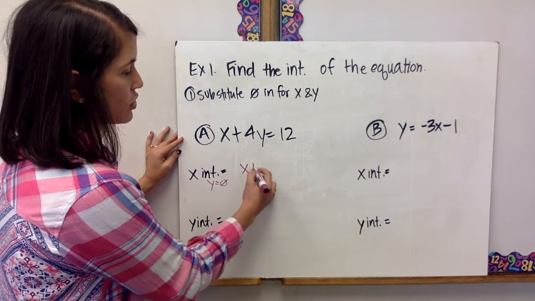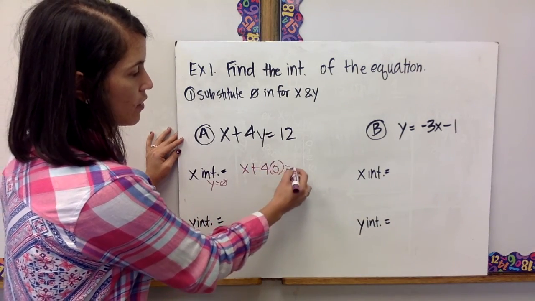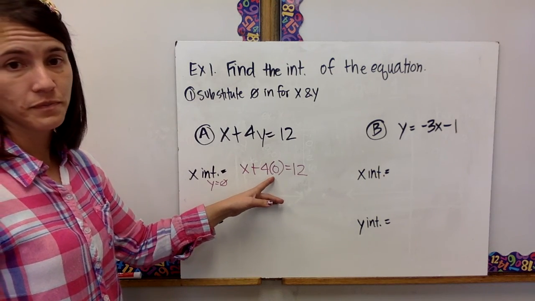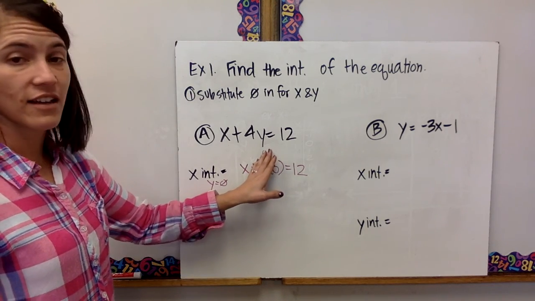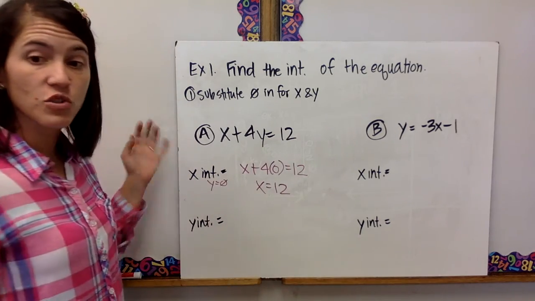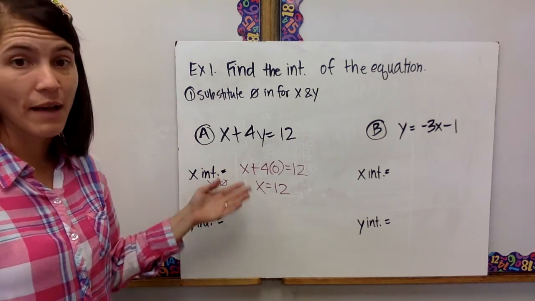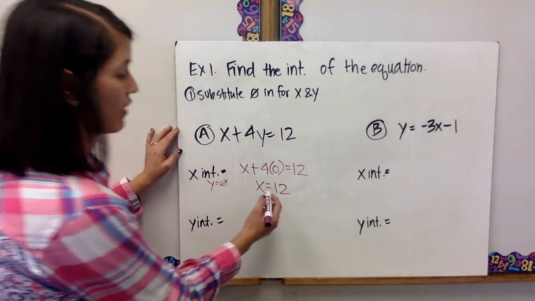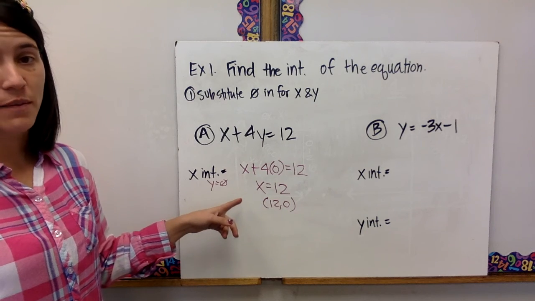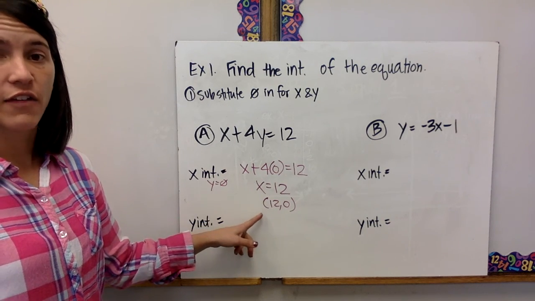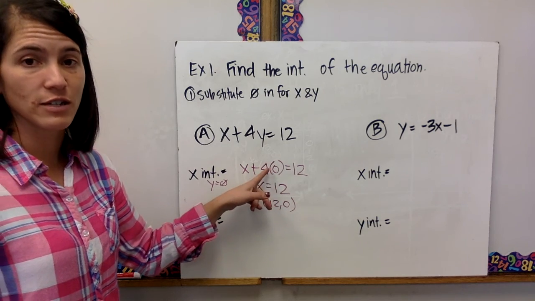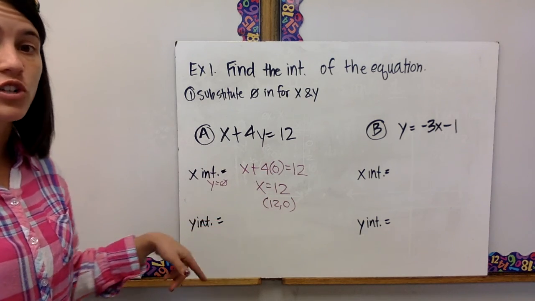Then I am going to rewrite my equation with y is 0. 4 times 0 is 0, so x is 12. That means my x-intercept is 12, and the point would be 12, 0. And I got that because I substituted 0 in for my y. The reverse is the same.